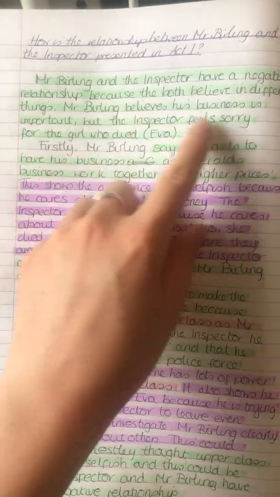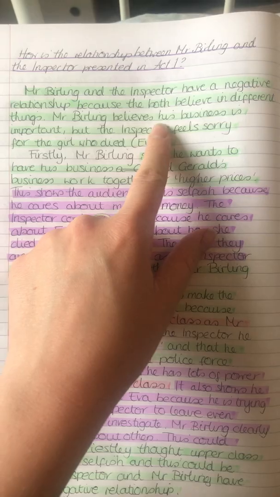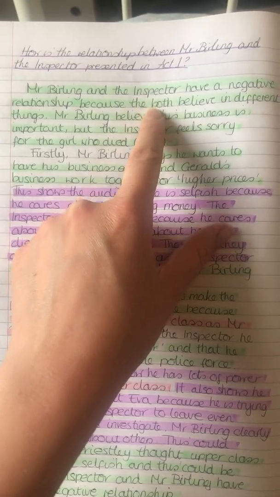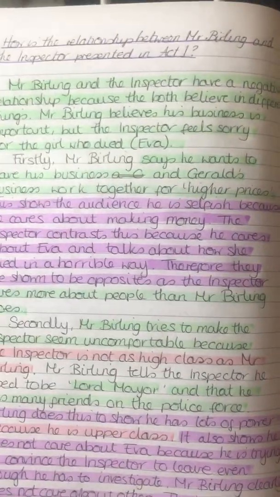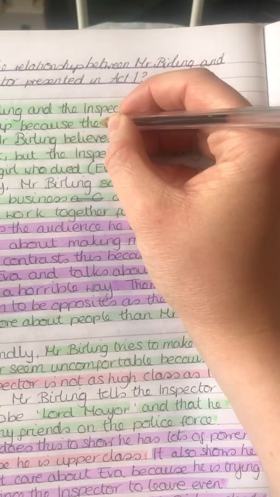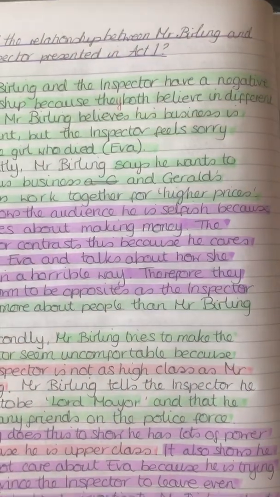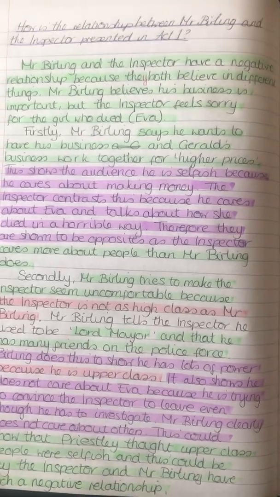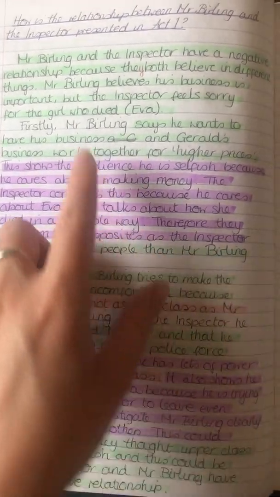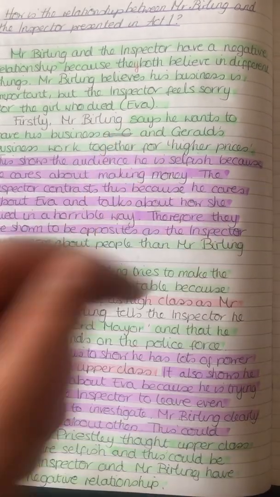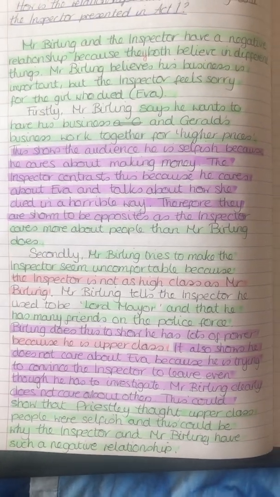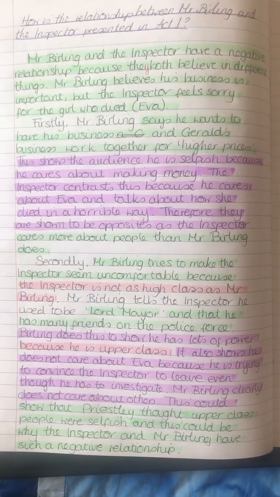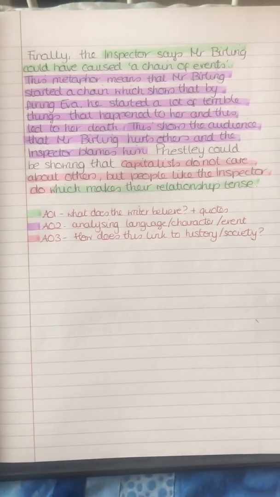So Mr. Burling and the inspector have a negative relationship because, let's correct that, because they both believe in different things. Mr. Burling believes his business is important, but the inspector feels sorry for the girl who died. Okay, so this is the first part of the grade 4 essay, and then over here is the second.